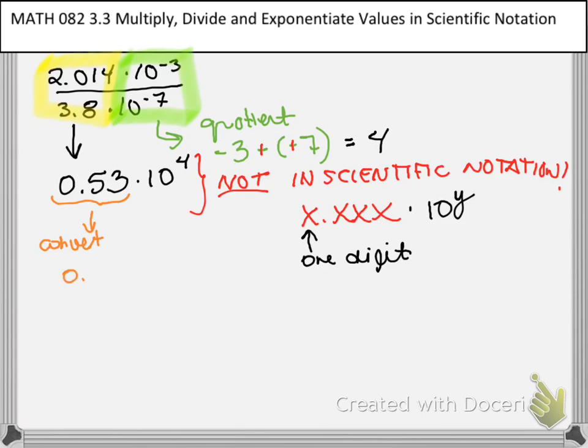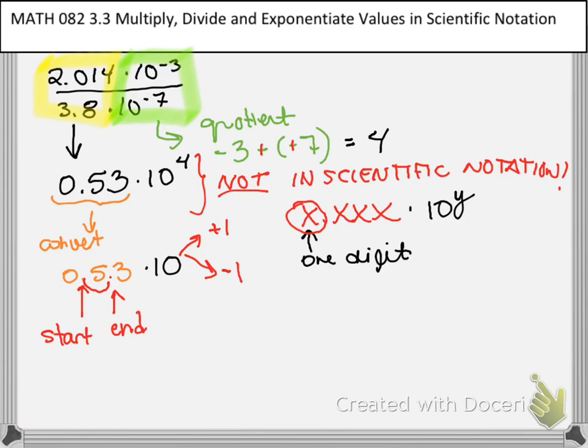So we have the number 0.53. Okay, so our decimal point is starting here. Okay, and where does it need to end? Well, it needs to end so that I have just a single digit in front of the decimal point. So I really just need to move it over one space so that I have 5.3. Now, to complete my scientific notation, I'm going to have 10 to the something, right? And again, it's either going to be 10 to the first power or 10 to the negative first power.